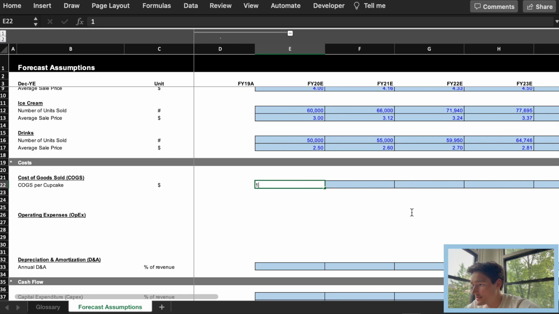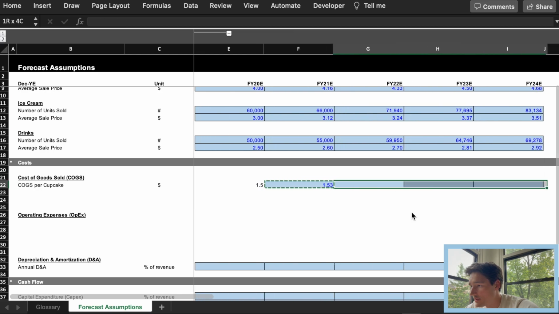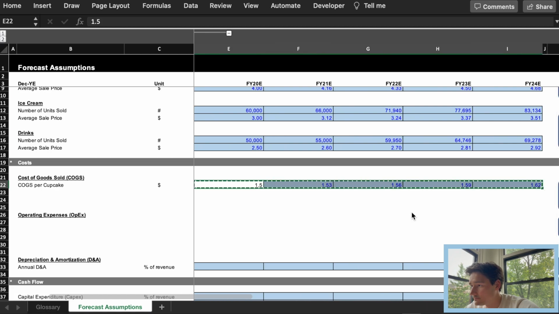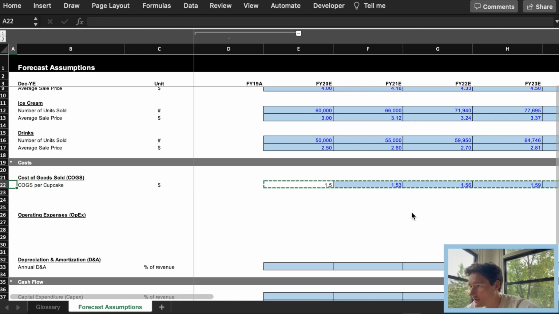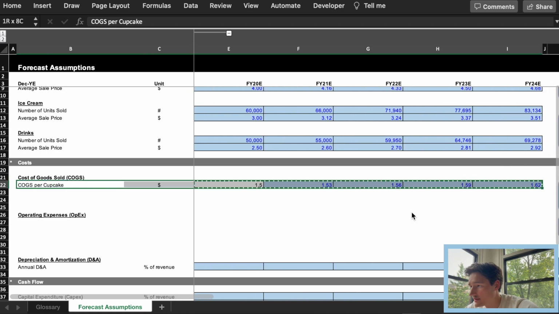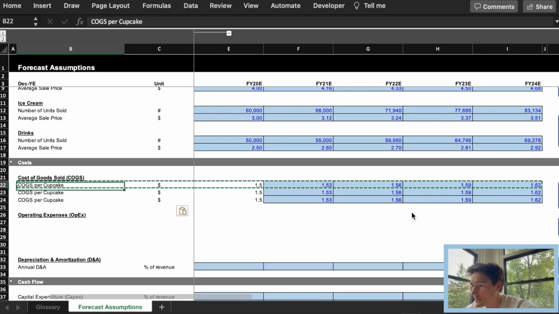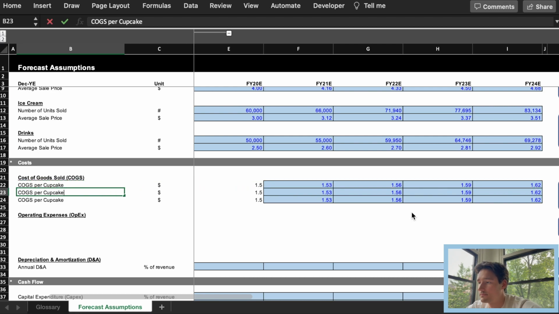Okay. I don't know why there's a cell missing here, but I believe we start there and start at $1.50 cost per cupcake. Just a simple growth rate here. And we actually want this to copy down here and here because we're gonna have the same for ice cream and drinks.